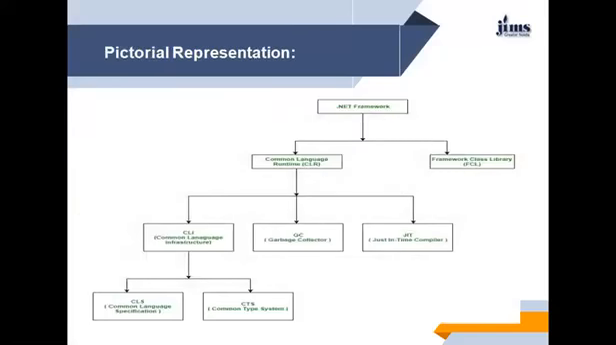This is a simple pictorial representation, but we have discussed that .NET framework is having CLR and FCL. CLR can be further categorized into the CLI, Common Language Infrastructure, GC, Garbage Collector, JIT, Just-in-Time Compiler, CLS, that is the Common Language Specification, and CTS.